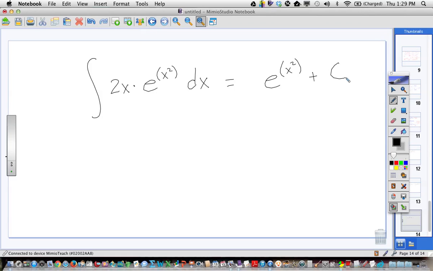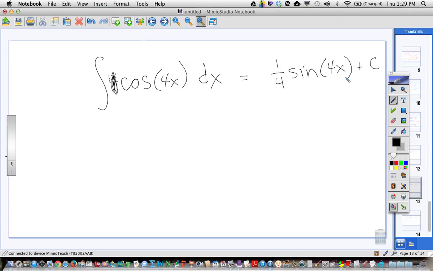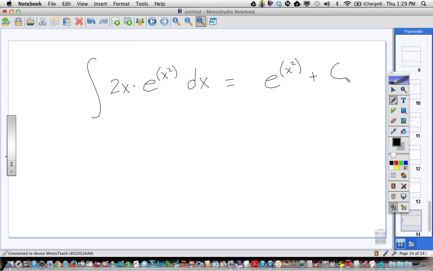Okay, and again, we can check it by just doing the derivative. Sure enough, you kick out a 2x and there it is. All right? Now, unfortunately, the antiderivative is not always going to be just sitting there. So what we're going to talk about right now is something called u substitution.